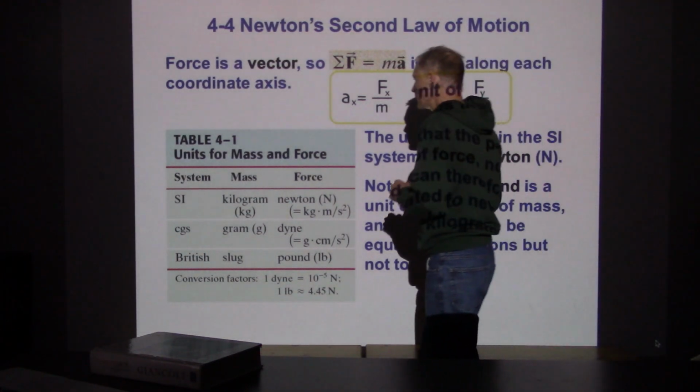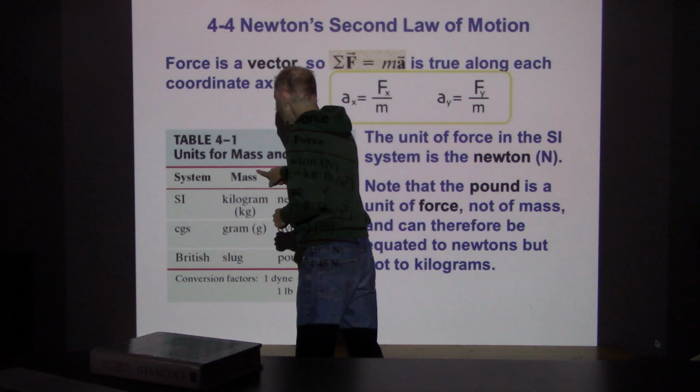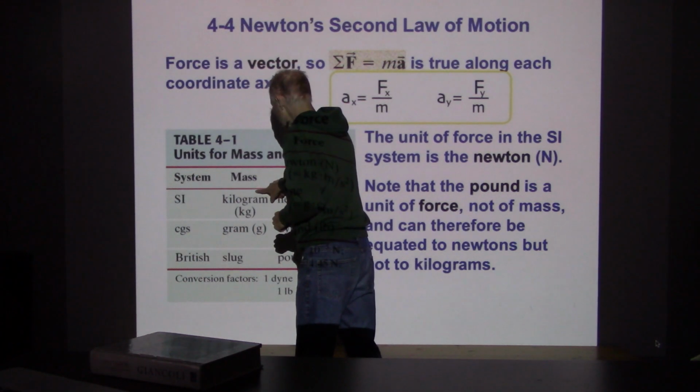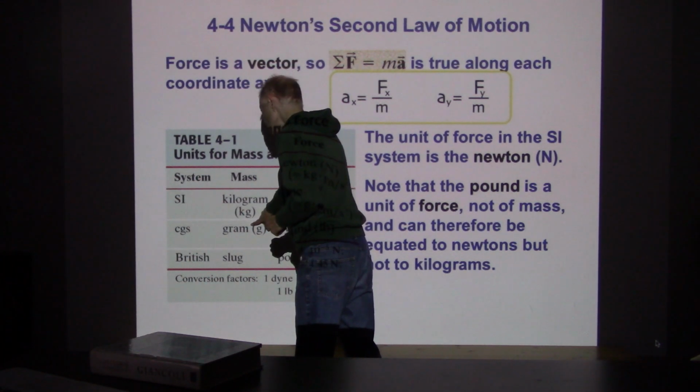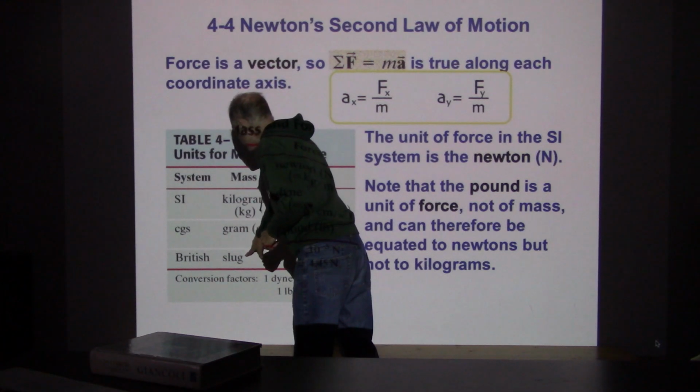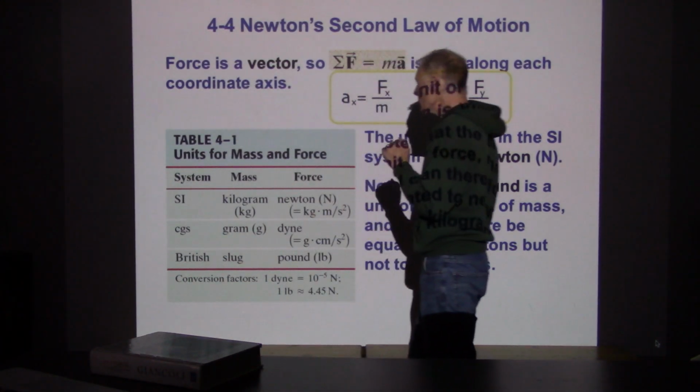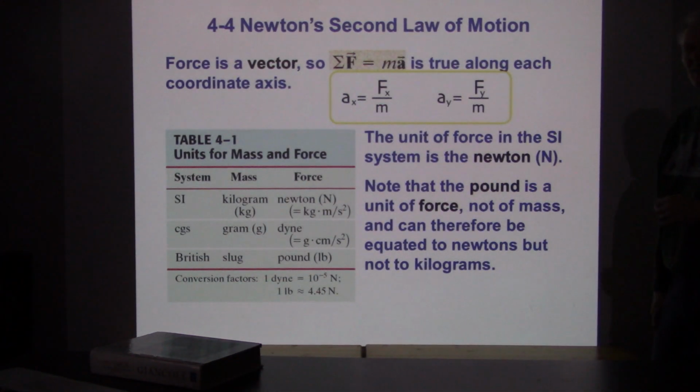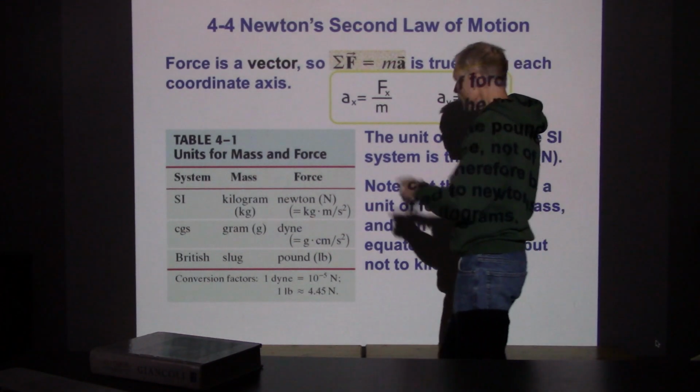Now the standard units of mass are kilograms. Chemistry, I guess, and biology maybe too, is more often working in the CGS system with grams. Now what's funny is in the British system, the mass unit is actually what's called a slug. We will not be using slugs at all. I'm guessing you've never heard of a slug.